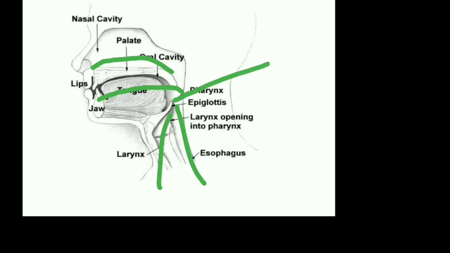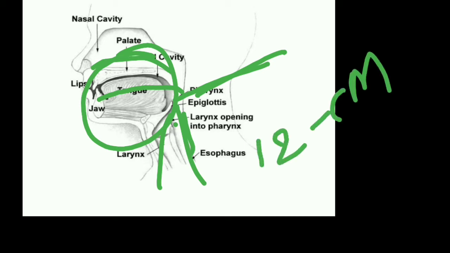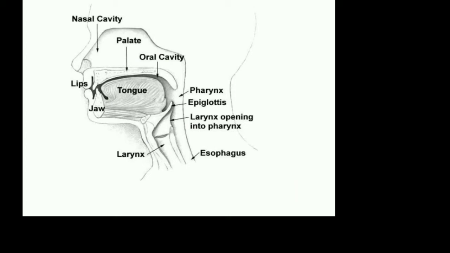Superiorly it is at the base of the skull and inferiorly it is continuous with the esophagus. Anteriorly it has an incomplete wall because of the nose and mouth. Posteriorly it is at the sixth cervical vertebra. The length of the pharynx is 12 to 14 centimeters. It extends from the base of the skull to the level of the sixth cervical vertebra.